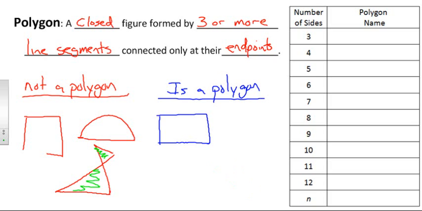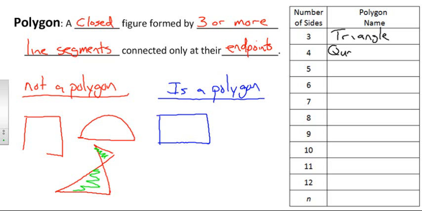Once we know what a polygon is, we should also be able to name a polygon. Polygons are just named by the number of sides that they have. Some of these names I am very confident you have heard before. Some of them may be new to you here. Let's work our way through. Some of the ones I'm pretty sure you probably know is a 3-sided polygon. Well, that's just a triangle.